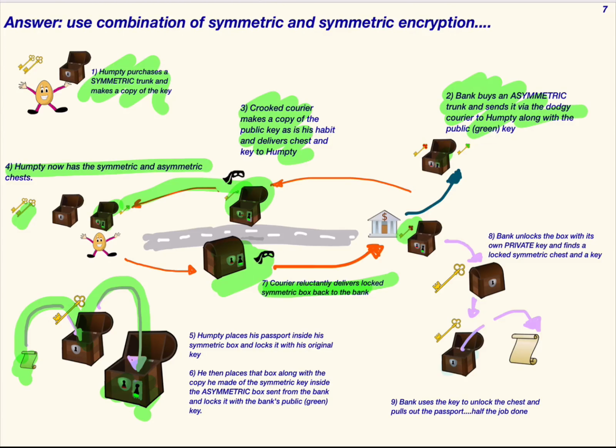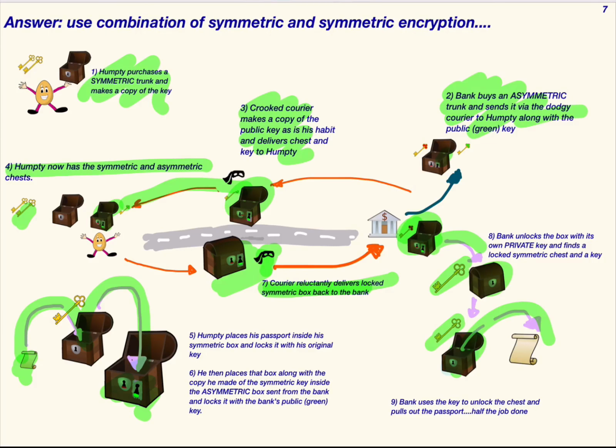It has the private key, of course, because it was the one in step 2 that bought this box and kept hold of the private key. So the bank opens the box with the private key. Now, out of the box comes this symmetric box, which Humpty bought, and a key to open that symmetric box. So the bank opens the symmetric box with the key, and out comes the passport. So we've achieved the goal of getting the passport to the bank securely without any chance of this evil courier in the middle intercepting and getting his filthy hands on it, right?